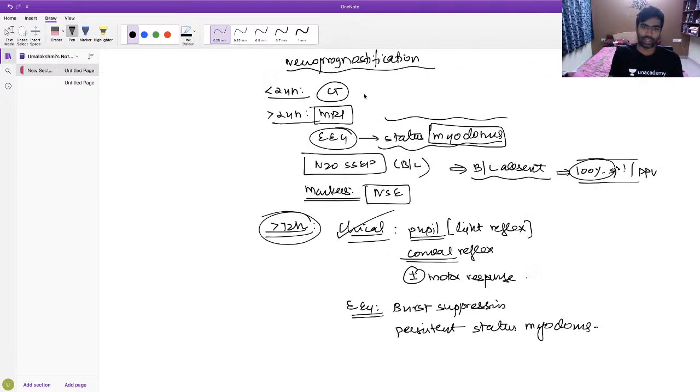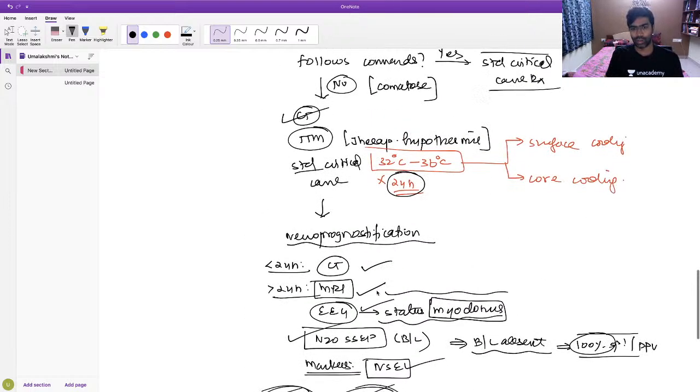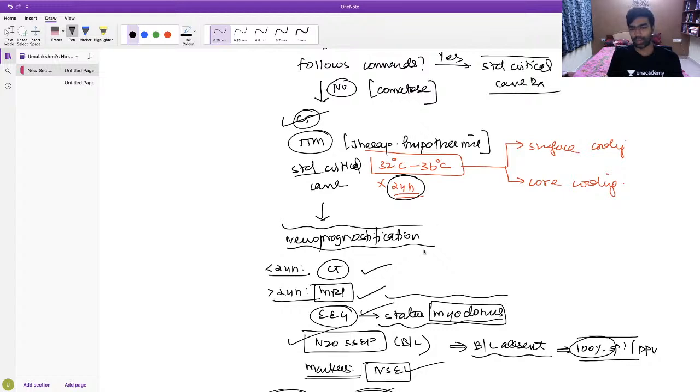So within 24 hours, do a CT. After 24 hours, you can start with MRI, EEG, N20 SSEP, and markers like neuron-specific enolase. After 72 hours, you can use some clinical markers and again EEG to predict the neurological outcome. So this is something very important. Could be a potential question in the exam. That is called neuroprognostication, which is really, really important.